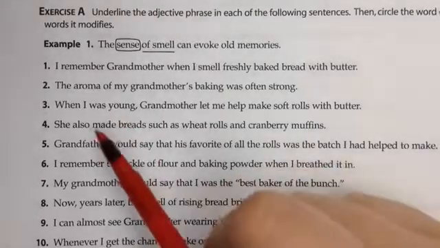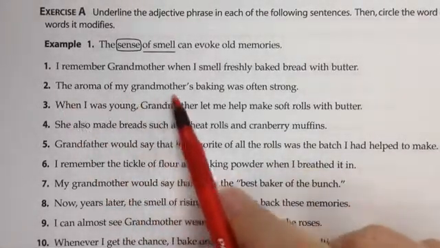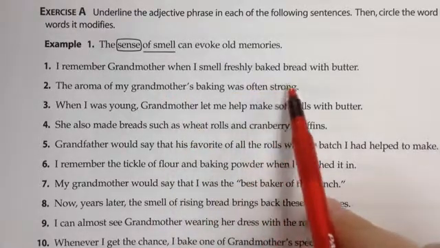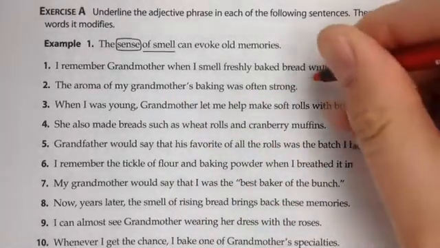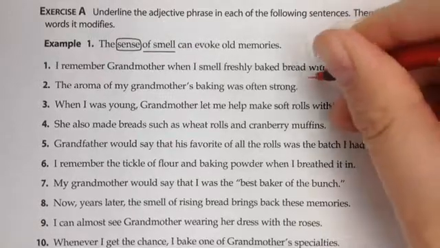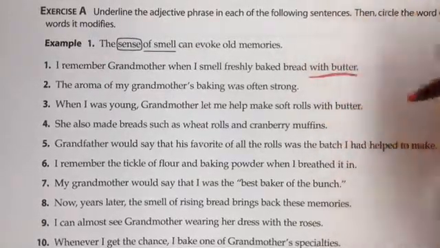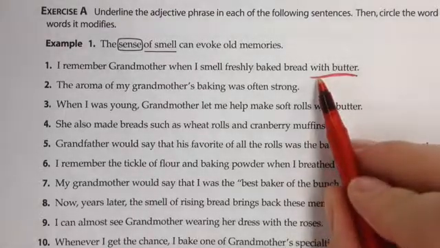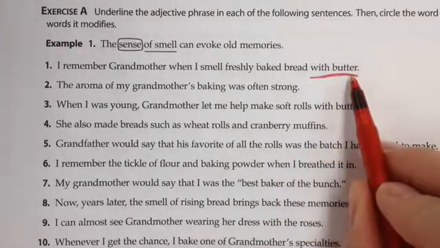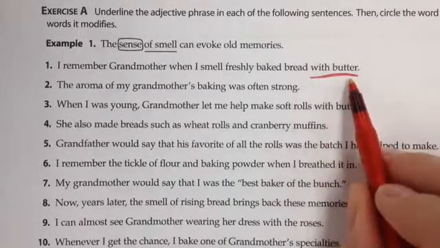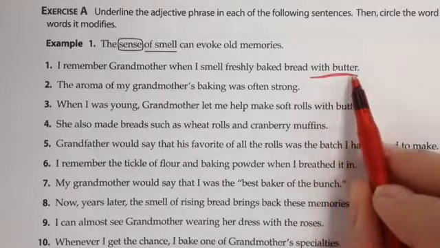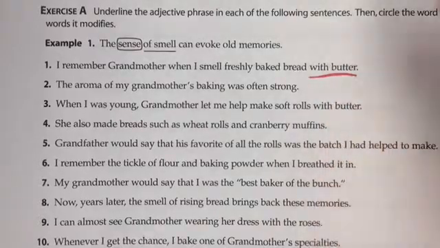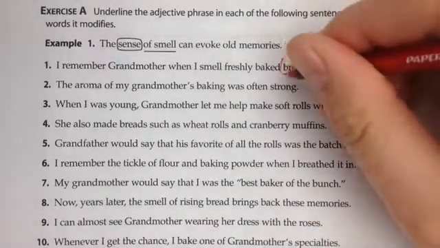So here we go. I remember grandmother when I smell freshly baked bread with butter. With is a preposition, and with butter is the prepositional phrase. The prepositional phrase has two parts: the preposition and then the noun or pronoun here called the object of the preposition. And both of these words, in this case it's only two words, they operate as one adjective that tells us what kind of bread.